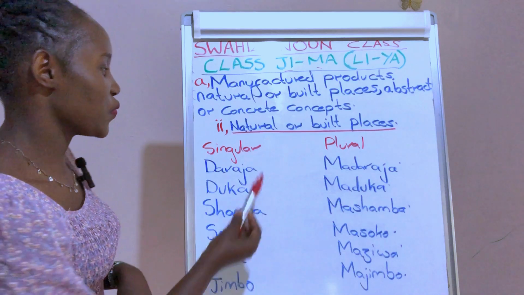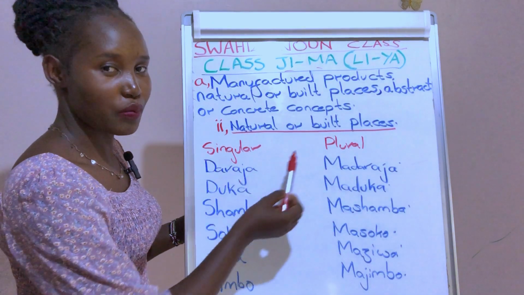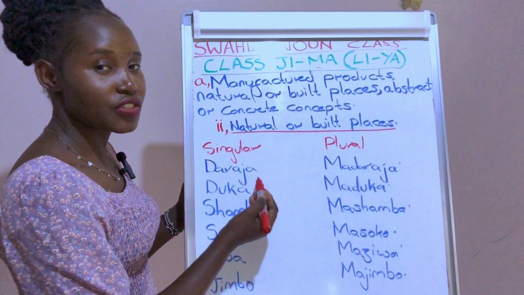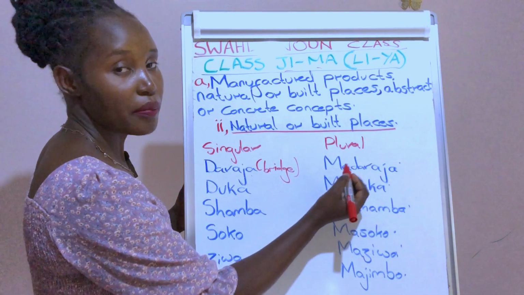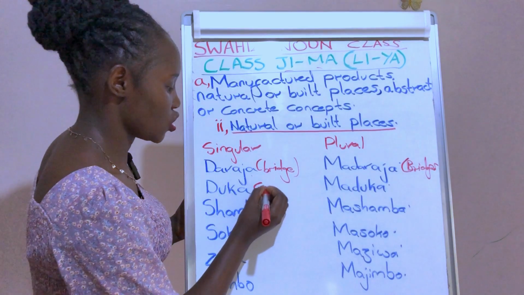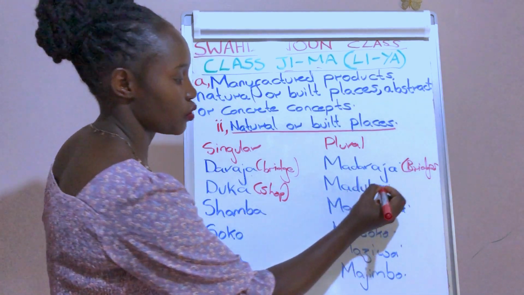Our Roman 2 is natural or built places. We have them in singular and in plural as well. The first one we have is daraja, this is a bridge. And in plural we say madaraja for bridges. Duka, this is a shop. In plural we say maduka for shops.